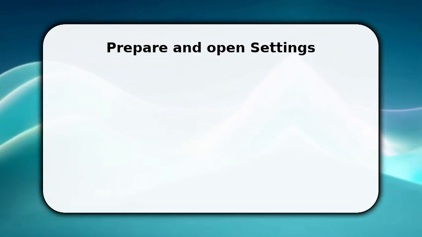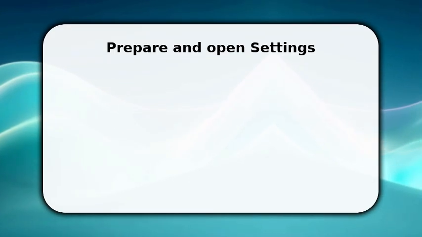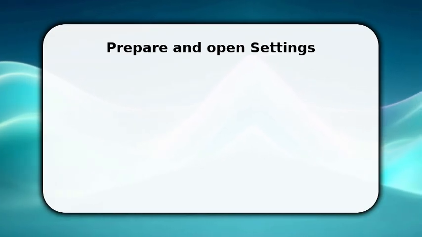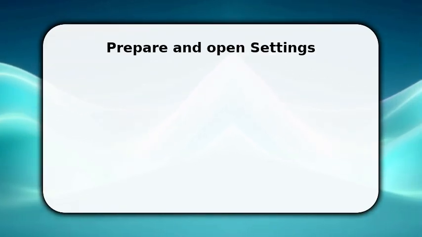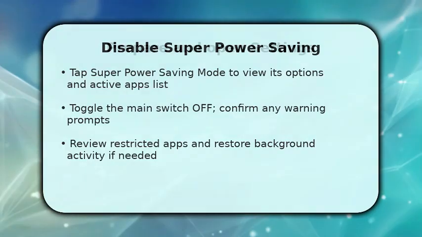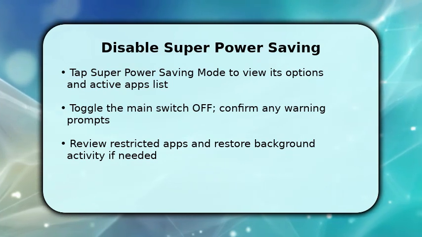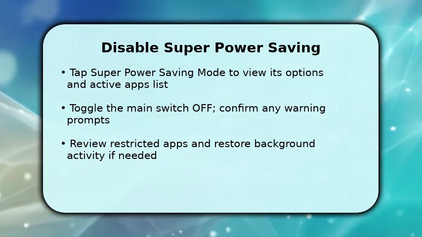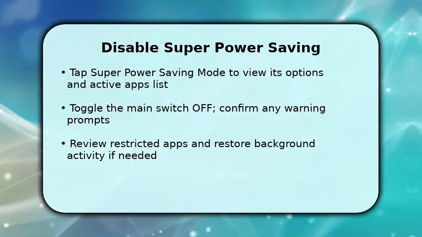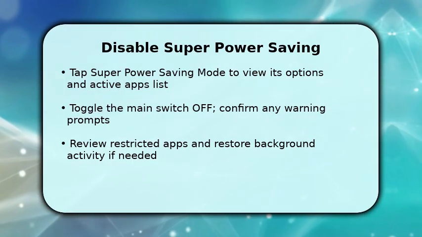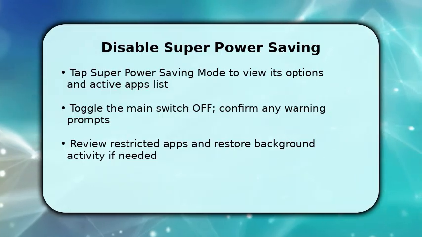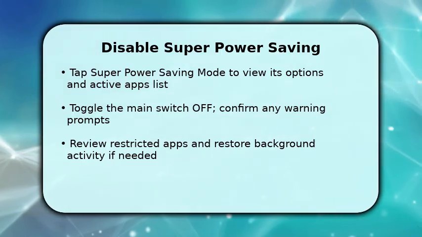You're taking the first concrete step now, not toggling anything yet, just locating the correct menu so the next actions are precise and reliable. You'll now open the Super Power Saving Mode panel and inspect which apps are restricted. This matters because turning it off restores background activity. Toggle the main switch off and accept any confirmation prompts you see.